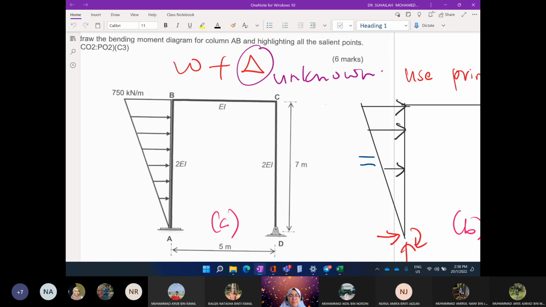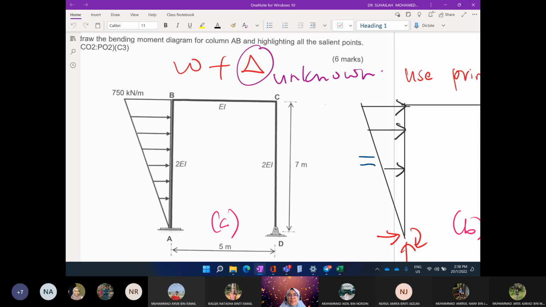Delta in frame side sway means displaced horizontally. So in this main diagram, this frame has a combination of W, which is external loading, and delta, which is side sway. We have to analyze W and delta separately. We cannot combine FEM due to W and FEM due to side sway together. So in frame analysis, we have to do separate tables.